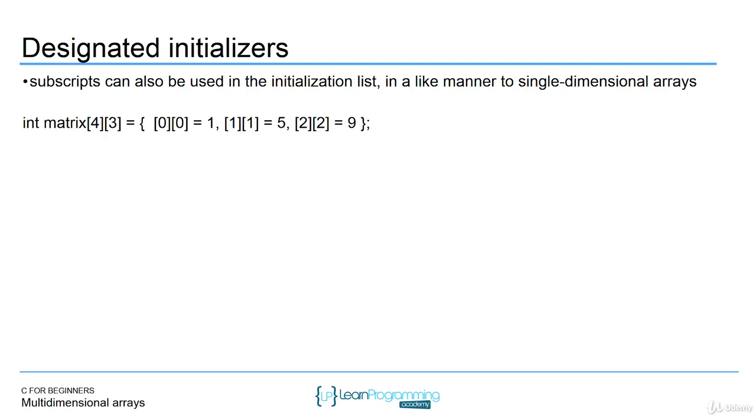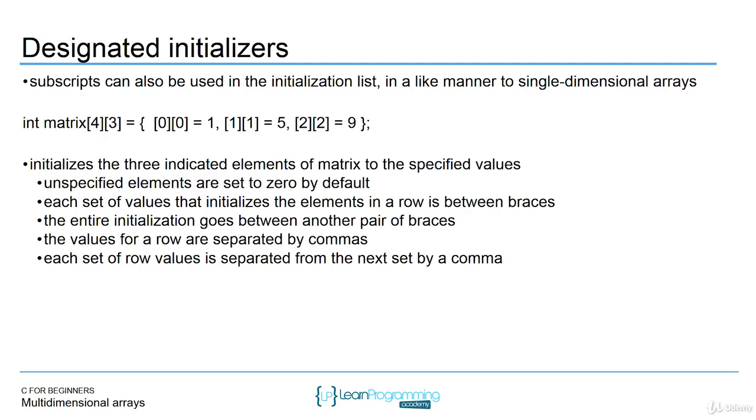So when we say 2, 2 again, what we're saying is row 2, which is really row 3 because we start at 0, column 2, which is really column 3. Again, visualize this as a table or a spreadsheet, and accessing the elements start at the top left-hand corner. But if you understand that the 4 represents the rows and the 3 represents the columns, it's pretty intuitive after that. So what this is doing is it's initializing the 3 indicated elements of the matrix to specified values.